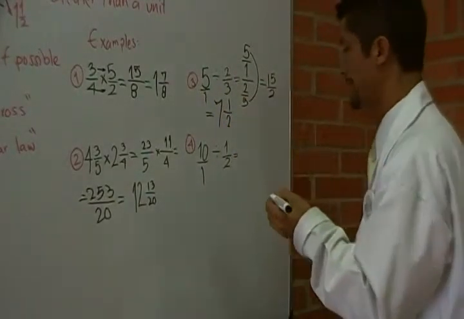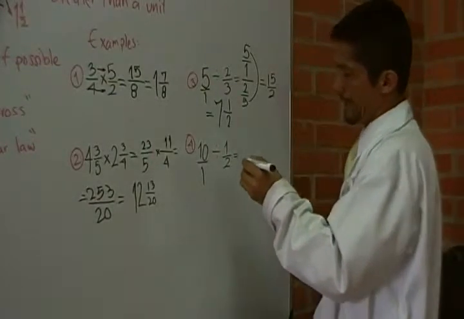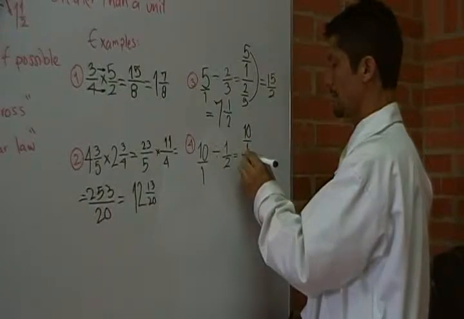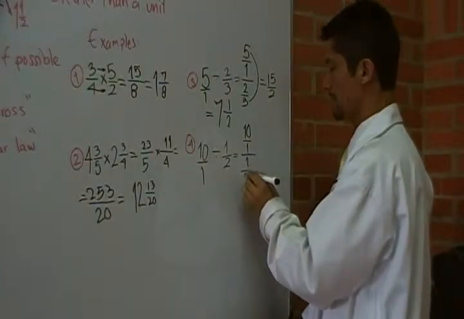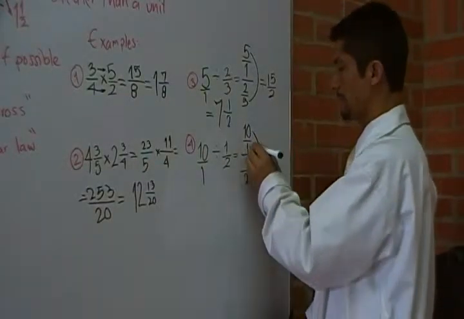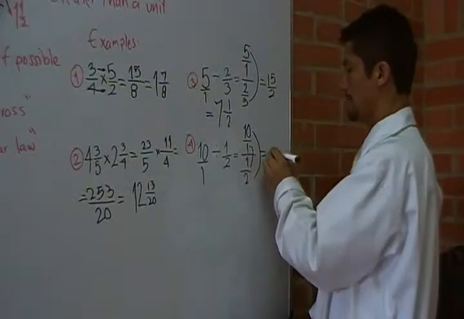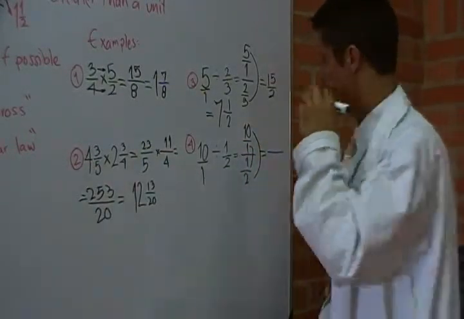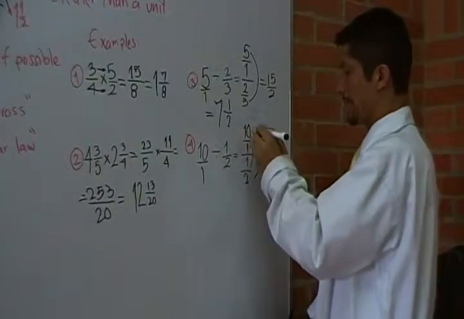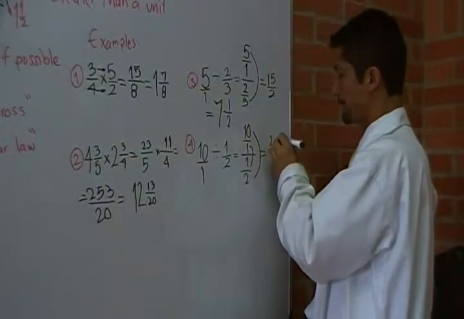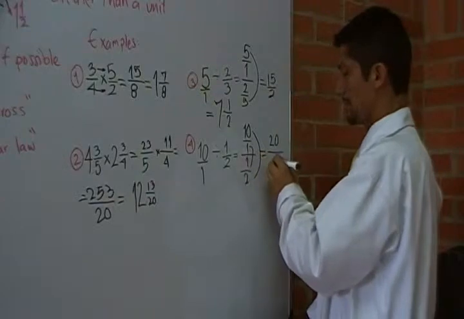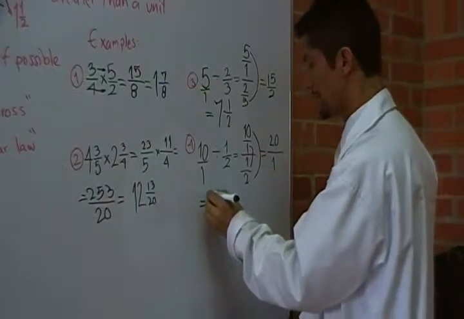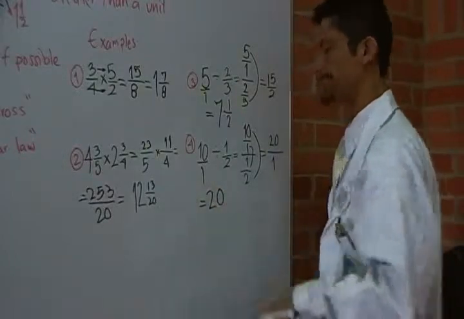Now this example is 10 ones divided by 1/2. So we use this little trick in order to get the results. Since it looks like an ear, people call it the ear law, right? So 10 halves, 10 times 2 is 20. 1 times 1 is 1. So the result here in lowest terms would be simply 20.